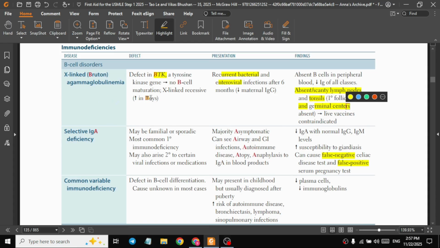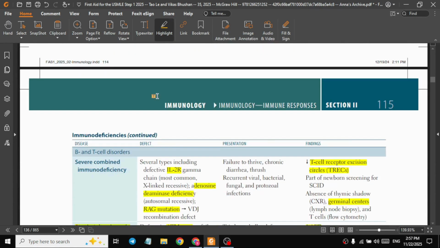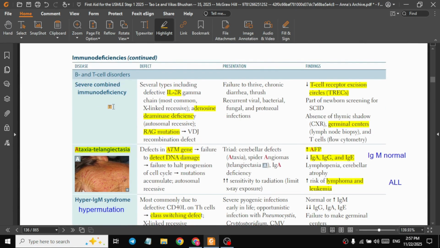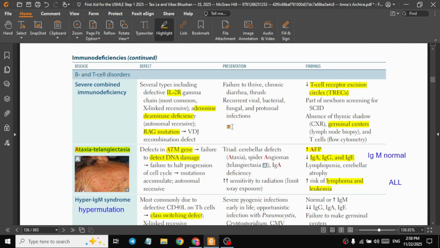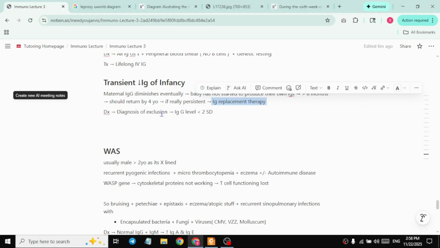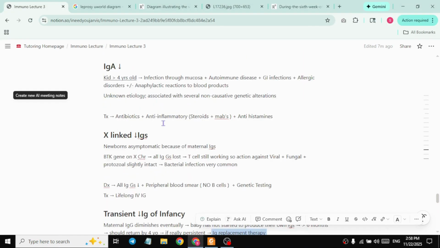Bruton's agammaglobulinemia, right? Now, all that we're left with is B and T cell disorders: SCID, ataxia-telangiectasia, hyper IgM, and Wiskott-Aldrich, right? A lot of people just get confused with these things. So we're going to work them out individually, and we're going to work them out well. Now, first thing is, let's look at SCID. Where is this SCID?